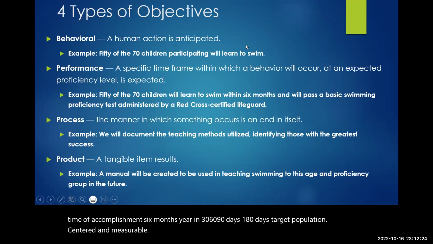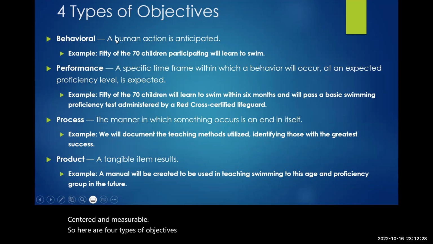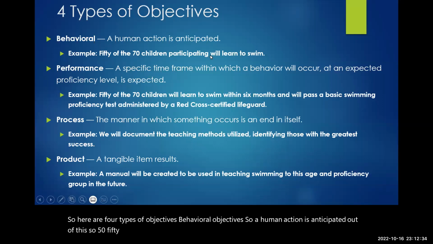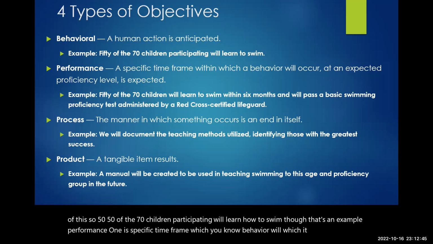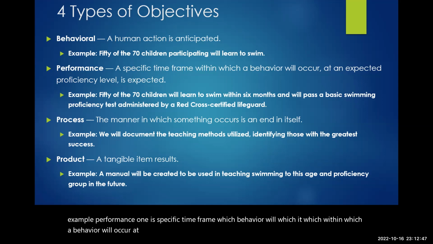So here are 4 types of objectives: behavioral objectives. So a human action is anticipated out of this. So 50 of the 70 children participating will learn how to swim. That's an example. Performance: a specific time frame within which a behavior will occur at an expected proficiency level. And there's an example of that.